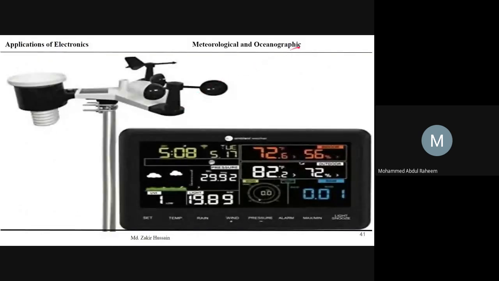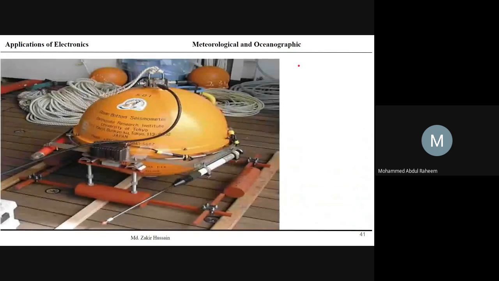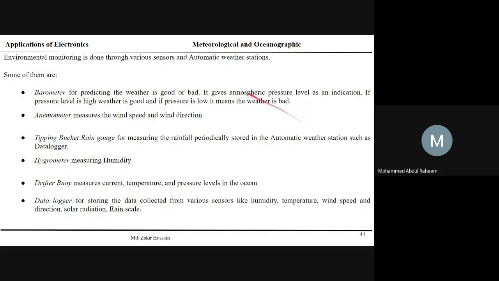Coming to meteorological and oceanographic, here as well, electronics and communication engineering plays a major role, for example in detecting earthquakes. They have developed some devices with electronics inside, through which they are able to predict. For example, a barometer for predicting whether the weather is good or bad. Here, a hygrometer for measuring humidity. These are a few applications that I have listed under meteorological and oceanographic. Who is behind this? You people are behind this.